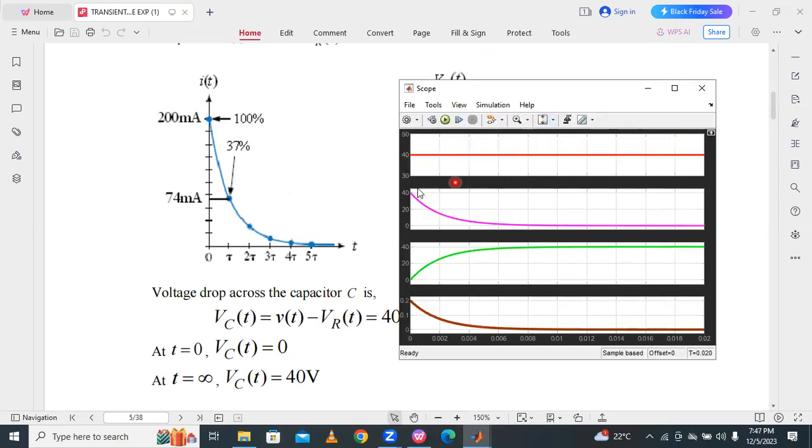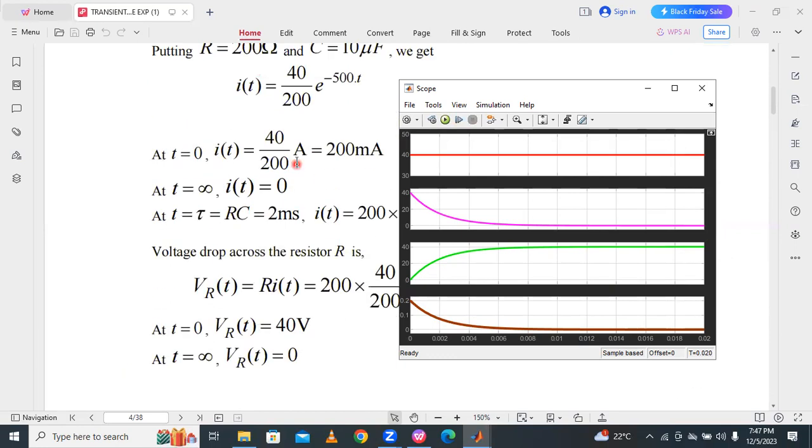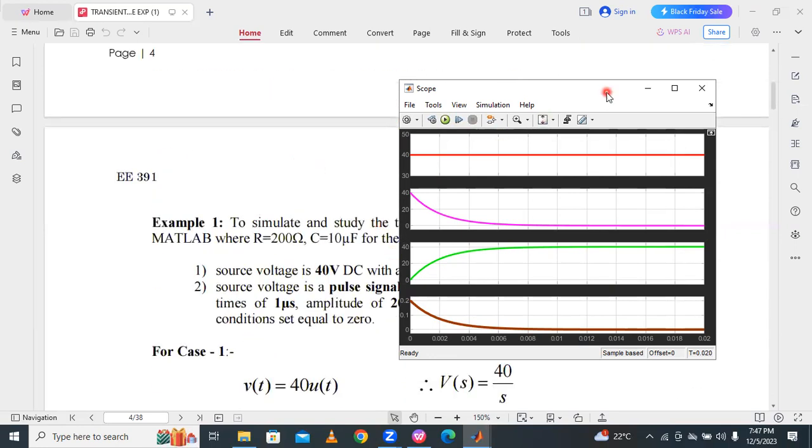If this is the input, the voltage across the resistor decreases exponentially from 40 onwards. The initial voltage is 40, then the voltage across the capacitor increases up to 40, and the current decreases exponentially from 0.2 amps onwards. That is 200 milliamps, or 0.2 amps. This is about the series RC circuit.